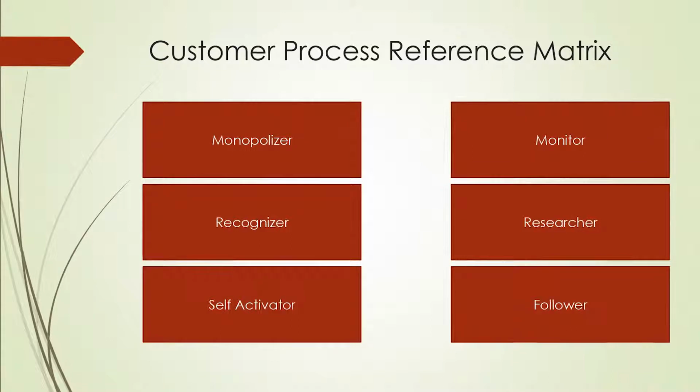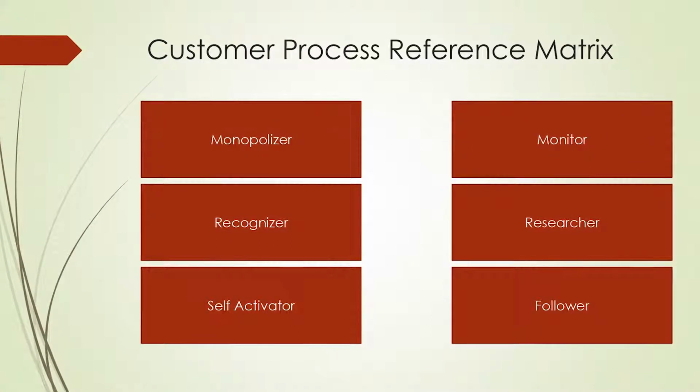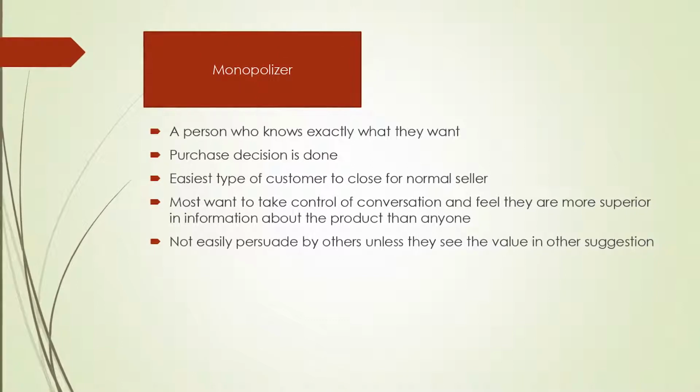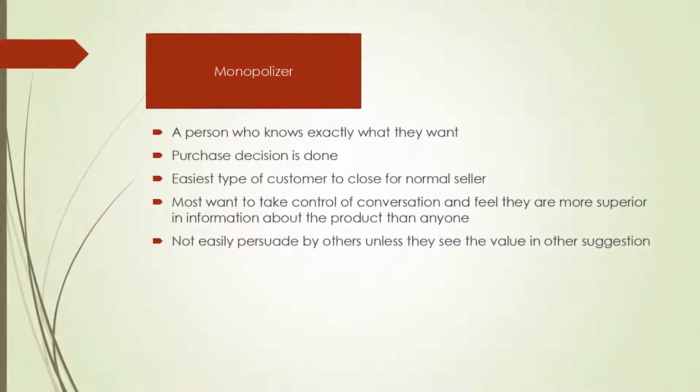Let's look into one at a time. The first one, monopolizer. Basically, the person comes into a shop, and they know exactly what they want. They know that they're going to make the purchasing decision. But whether it's from you or from this shop or another shop, that will be another question. But the main thing is this.